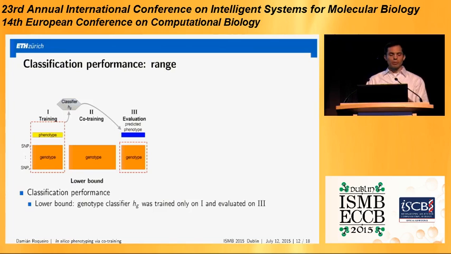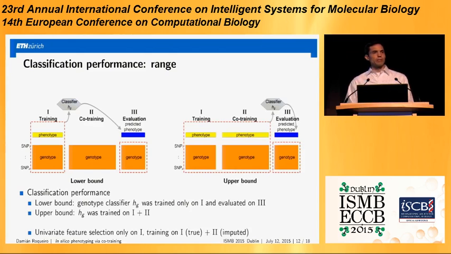So before I go to the results, let me introduce two classification performance metrics. The first one of them, we call it the lower bound, but it should be placed between quotes. The idea here is that we want to see what is the worst case scenario in which a genotype classifier can be trained. That corresponds to the case when we have the least amount of labeled data, in this case, only using the labels in the training set. We call that the lower bound.